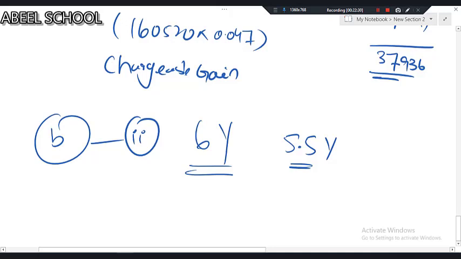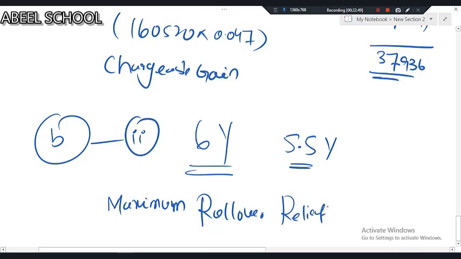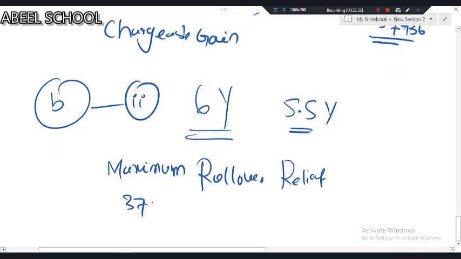Reason, out of 6 years, the last 6 months the factory was used as an investment property and so the last 6 months do not qualify for rollover relief, which means that the maximum rollover relief which could be available is 37,936 into 5.5 upon 6. It comes to 34,775.